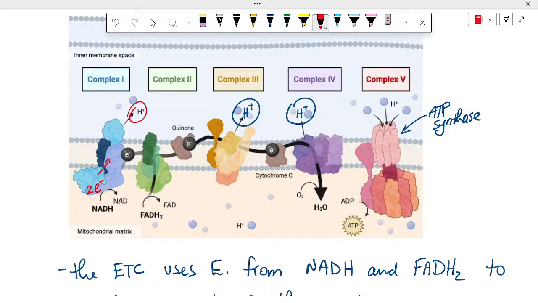Which means, you take oxygen away, what happens to this whole thing? It stops. And if your cell stops producing ATP, what's going to happen? You're not going to have enough ATP. And if you don't have enough ATP, what's going to happen?